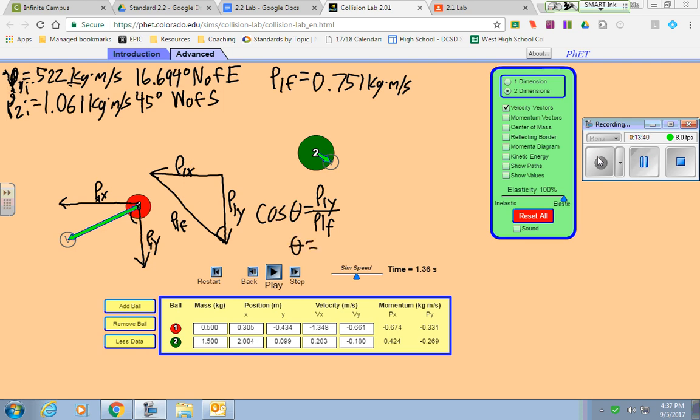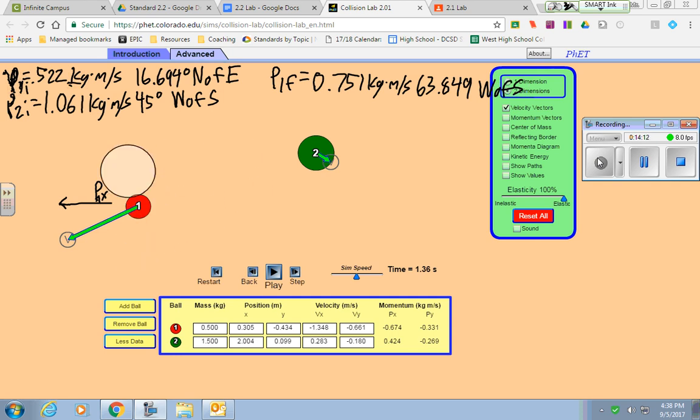Alright, so for the angle, you get 63.849 west of south. So we found the momentum was 0.75, at 63.849 west of south. So now let's find out what it is for our object 2's final momentum.